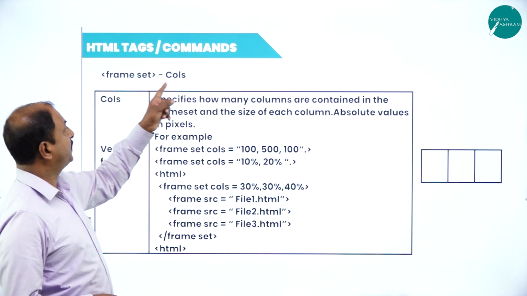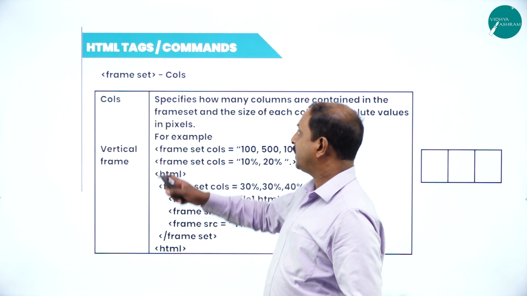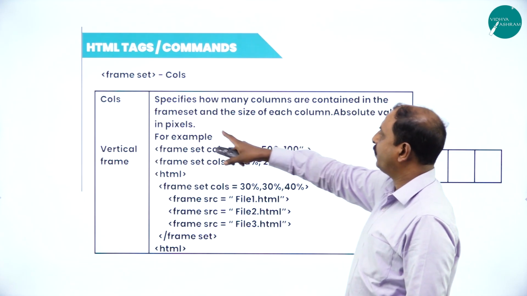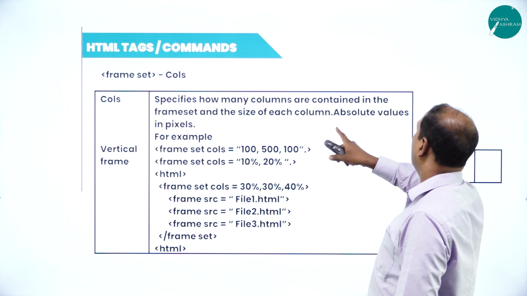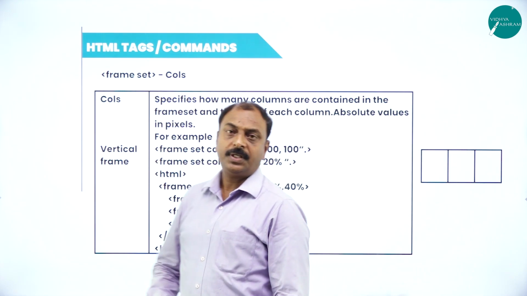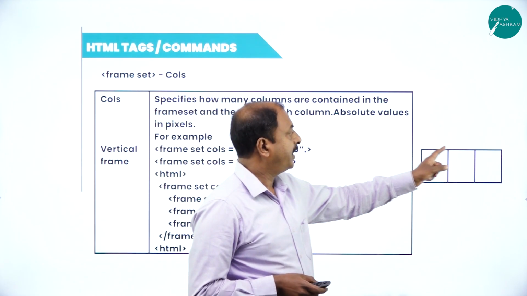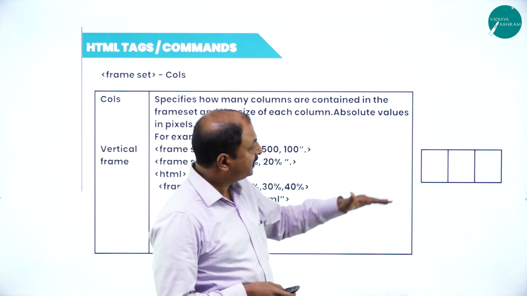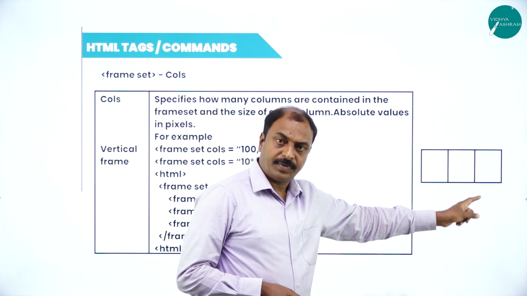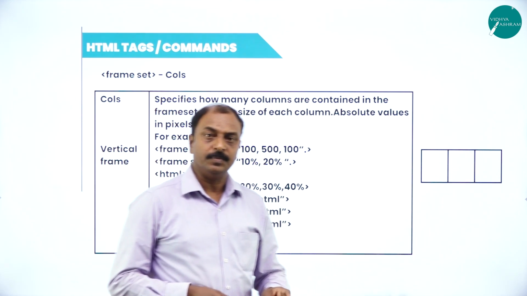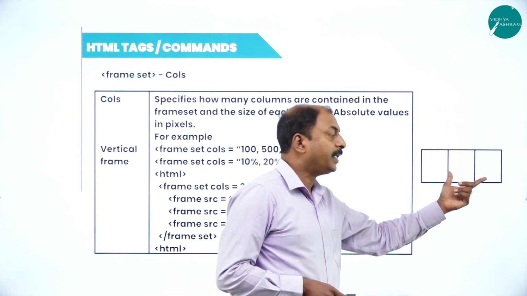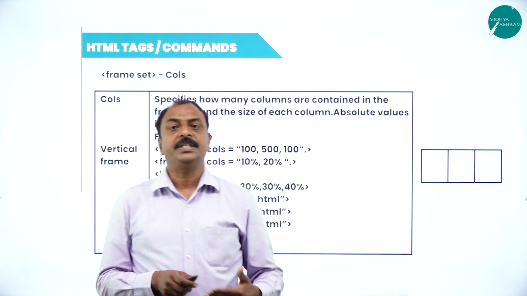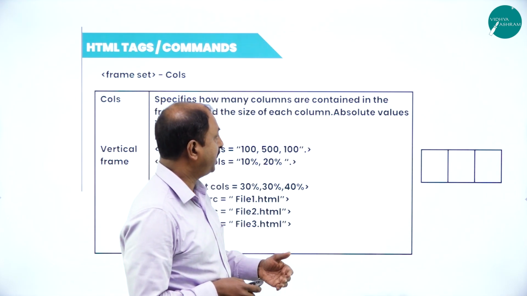Now this is frameset columns. The columns attribute specifies how many columns are contained in the frameset and the size of each column, in absolute values in pixels. Suppose this is a web content layout, the place where we are going to display our information. In this example, this web content window is divided into 3 columns. These columns are nothing but 3 frames, so we can say this window is divided into 3 sections, or 3 frames.